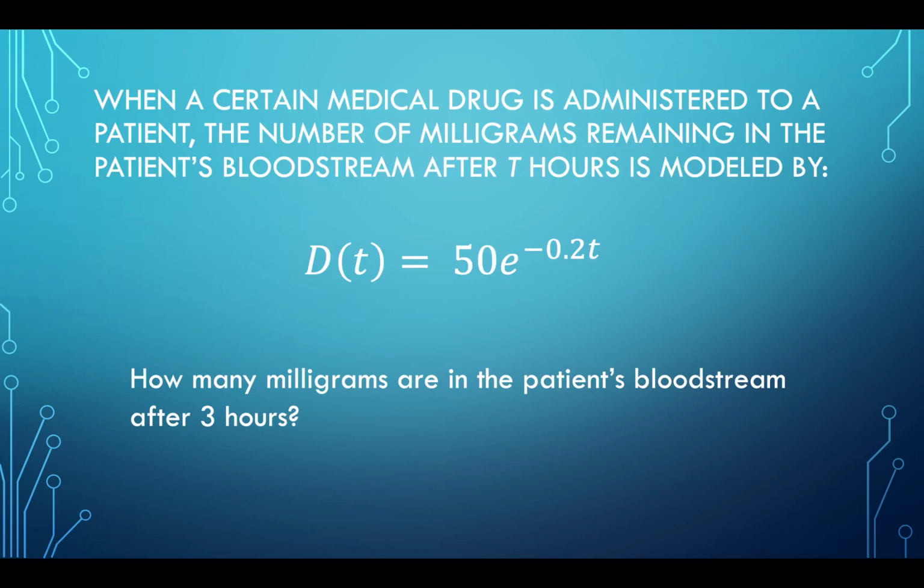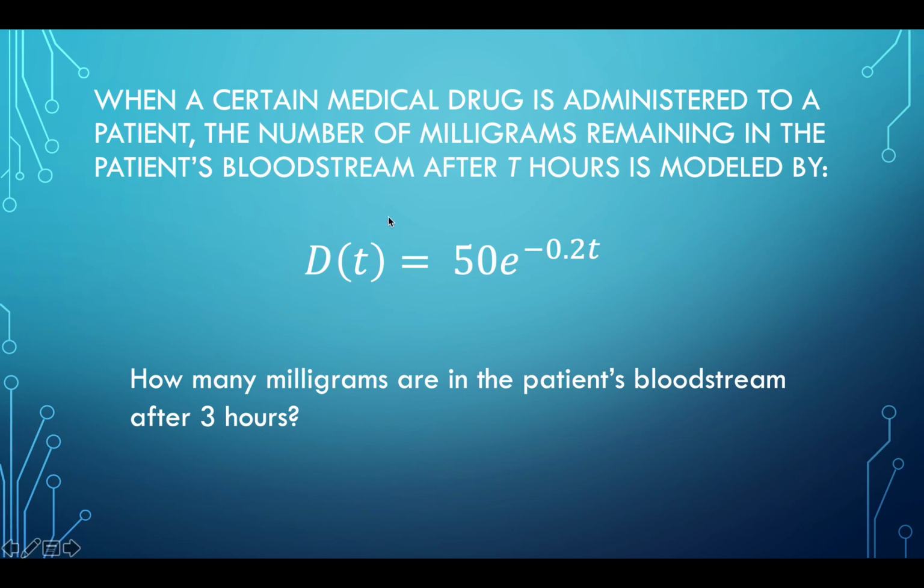So we can also use this to measure how much drug is in a patient's bloodstream. When a certain medical drug is administered to a patient, the number of milligrams remaining in the patient's bloodstream after t hours is modeled by the equation D(t) = 50 times e to the negative 0.2 times t power. I want to know how many milligrams are in the patient's bloodstream after 3 hours.